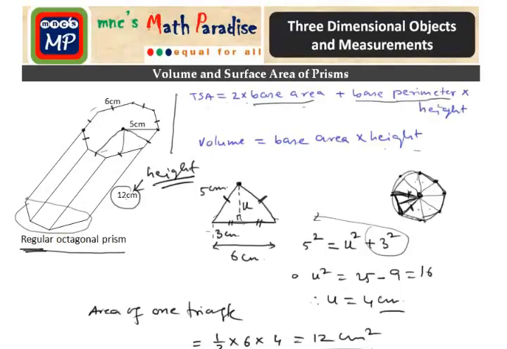Here the one arm length and the radius of this circle were given. We found this height, and thereby we calculated the area of one triangle, and we multiplied that by 8, that is the number of arms, octagon 8, and thereby we found the total area of the base.